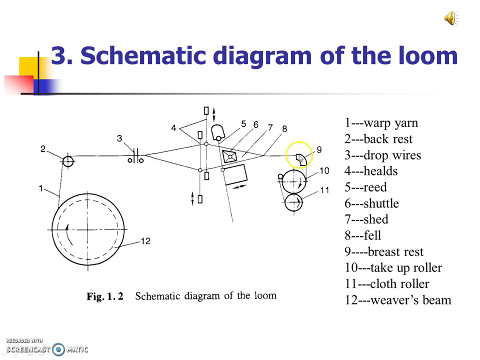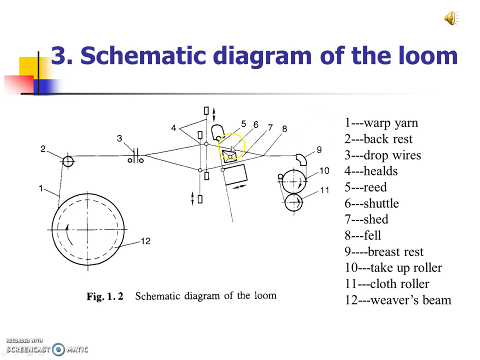In this diagram, we see the schematic figure of the loom or passage of weft yarn. Here the components of the loom are shown. The first is the warp yarn, second is the backrest, third is the drop wires which are used in the warp stop motion, 4 is the number of heald frames. Normally 2 heald frames are used to produce the basic weave, which is called plain weave. Fifth is the reed and 6th is the shuttle.